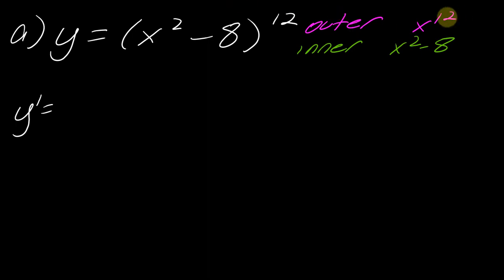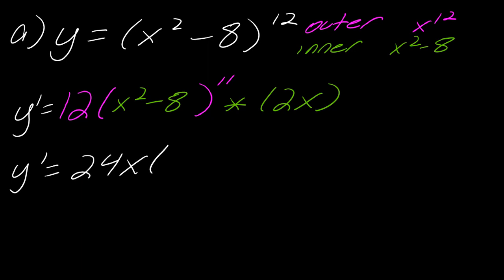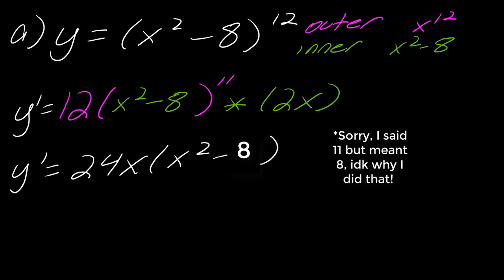So taking the derivative of this outer function, x to the 12th, you bring down the 12, and then you subtract 1 from the exponent, but you leave that inside function intact. Then you multiply this by the derivative of the inside function, which would just be 2x. The derivative of x squared minus 8 is 2x. So that would be your entire first derivative. And so then this is going to be just 24x times x squared minus 8 to the 11th. And because of the order of operations, you can't go any farther with this.